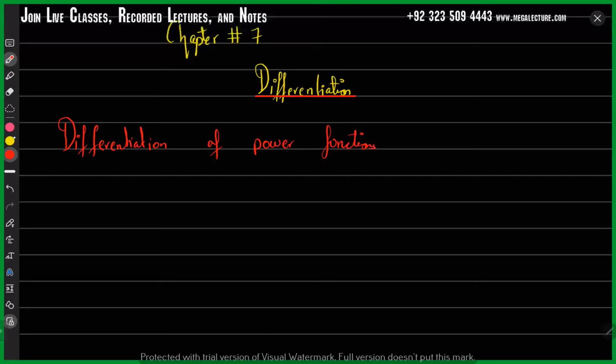A power function is basically anything of this type. f of x equals x, the power is 1. Or f of x equals x squared, the power is 2. Or f of x equals x squared plus x, the power is 2 and 1. Or let's say f of x is equal to x cubed. So all these functions, all these polynomials, all these algebraic expressions are basically power functions.